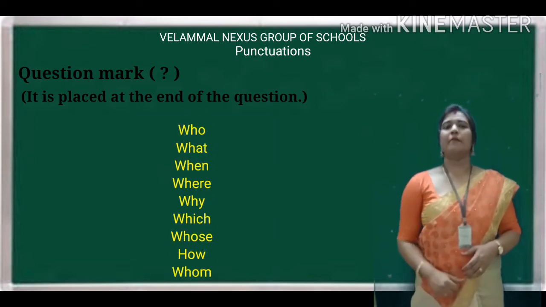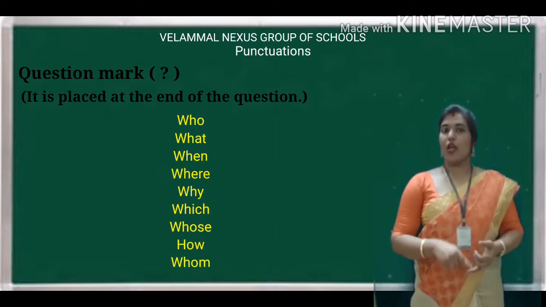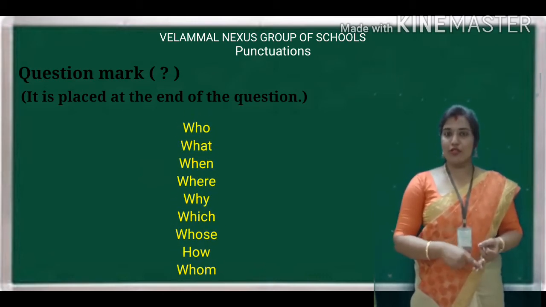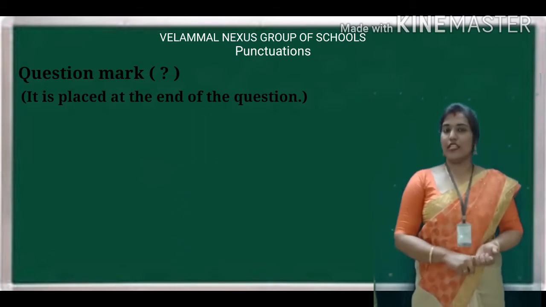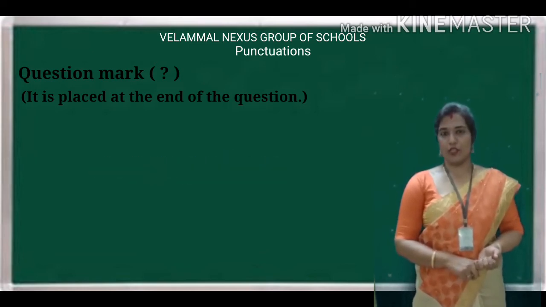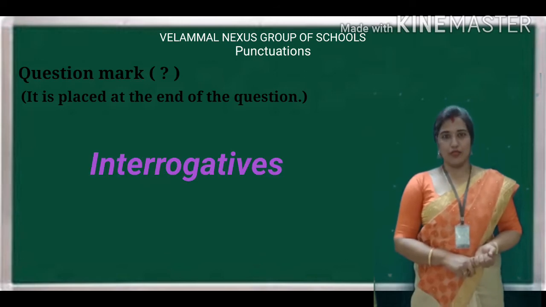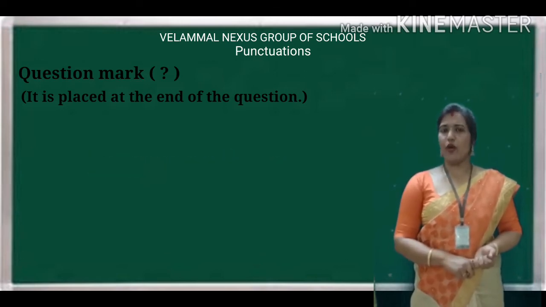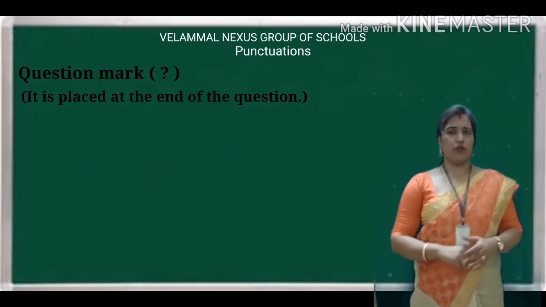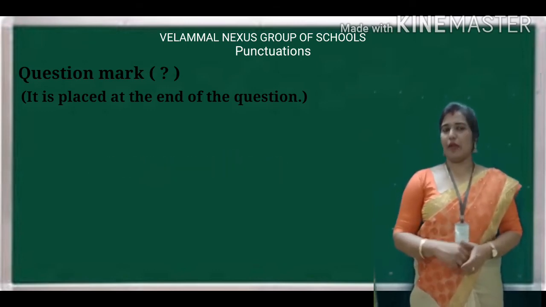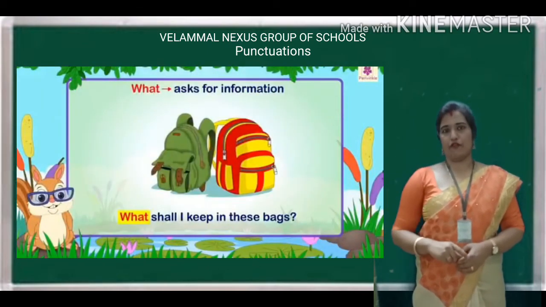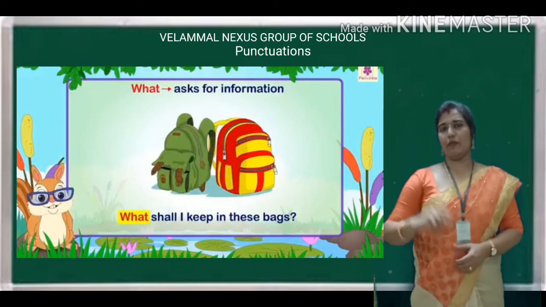Who, what, when, where, why, which, whose, how, whom. These are question words, and these are also called interrogative words. Interrogative words ask for information and expect an answer rather than yes or no. First we'll see them one by one. What asks for information. For example, what shall I keep in these bags?